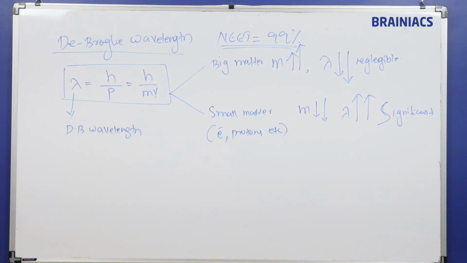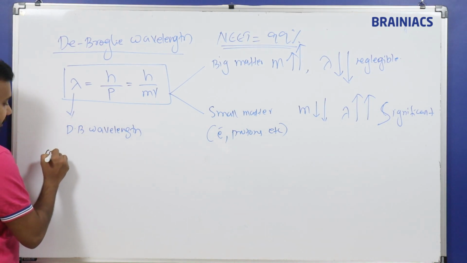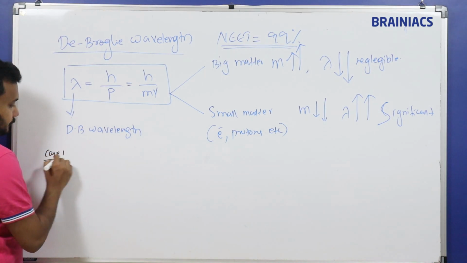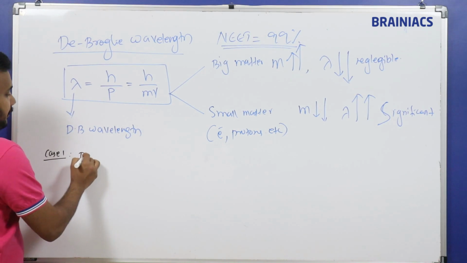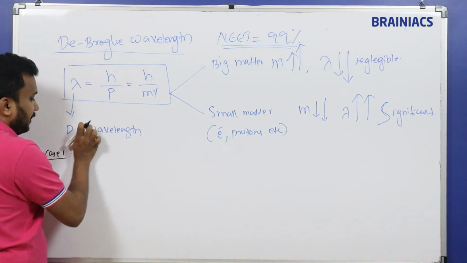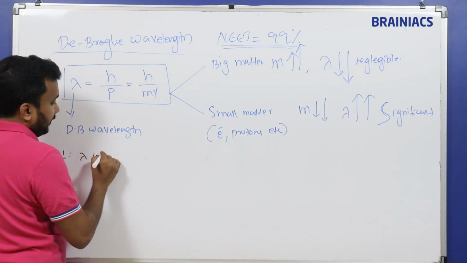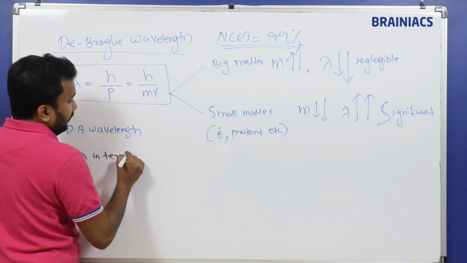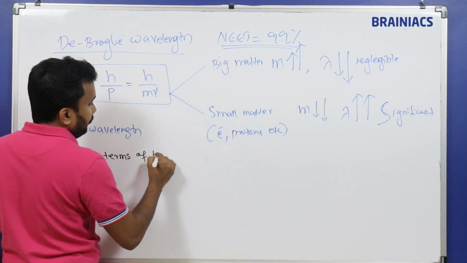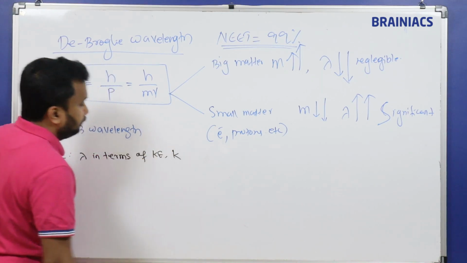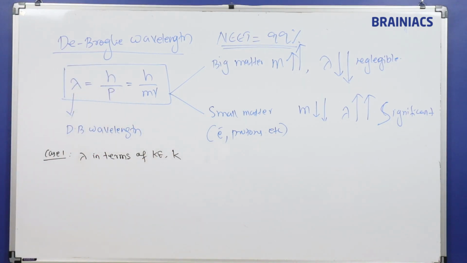Next, we are going to see some use cases, different equations. I'll first put it as case 1. Let me put lambda in terms of kinetic energy K. Lambda in terms of kinetic energy K.